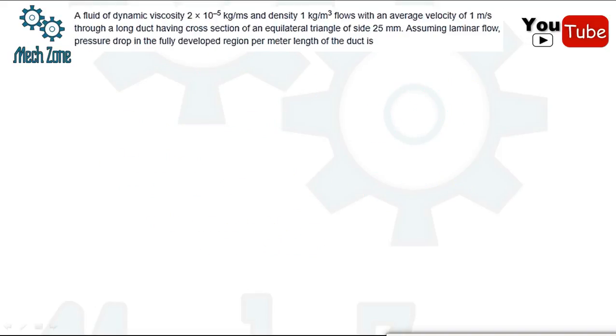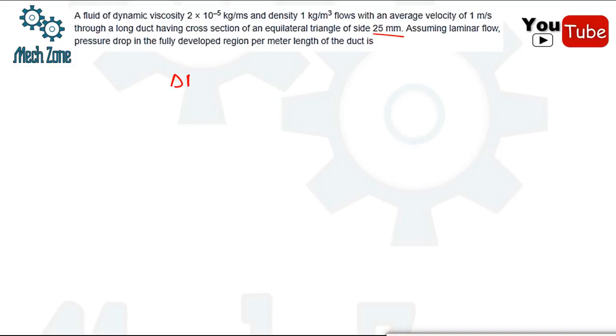Now in the next question we have a fluid of dynamic viscosity 2 into 10 to the power minus 5 kg per meter per second, and density has also been given. It flows with an average velocity of 1 meter per second through a long duct having a cross-sectional area of an equilateral triangle of side 25 mm. Assuming laminar flow, find the pressure drop.